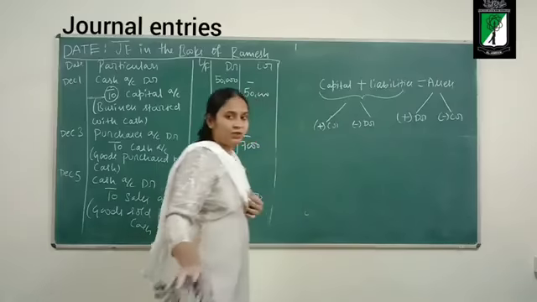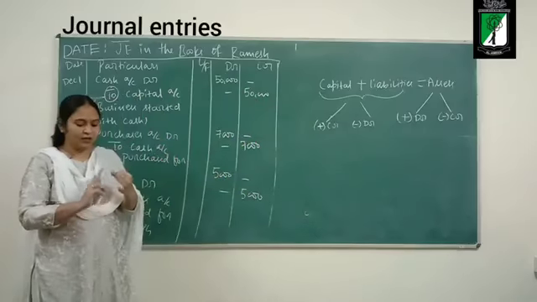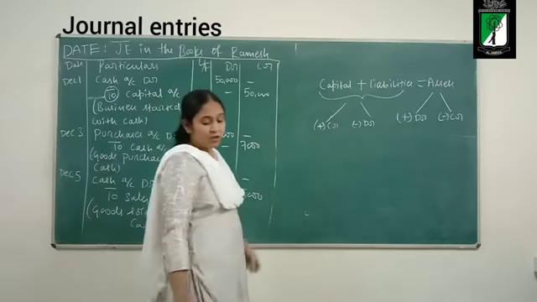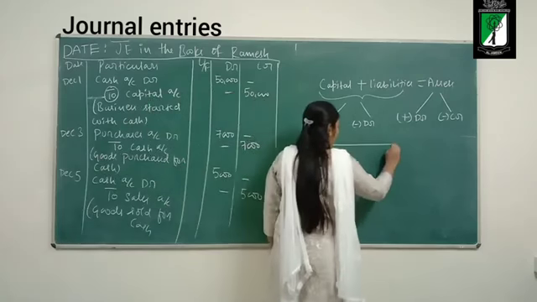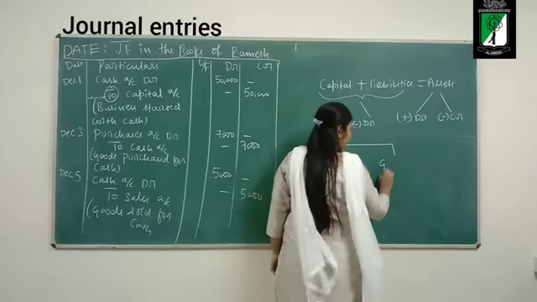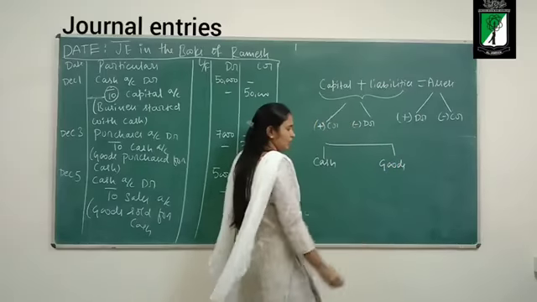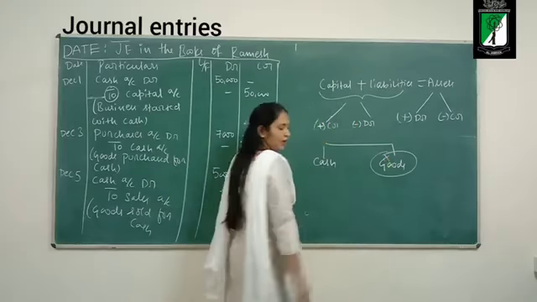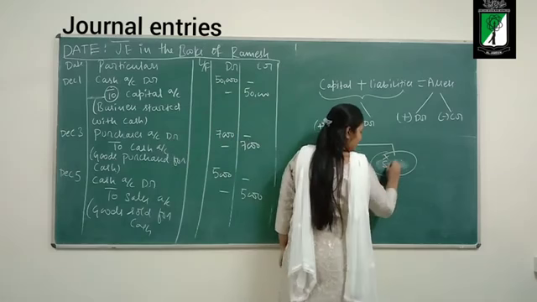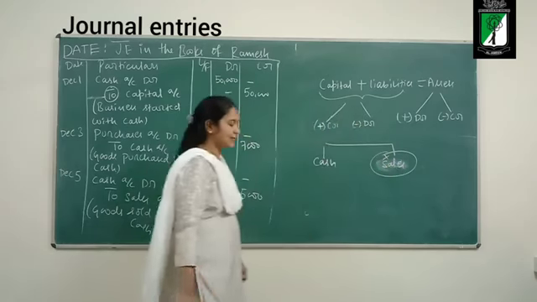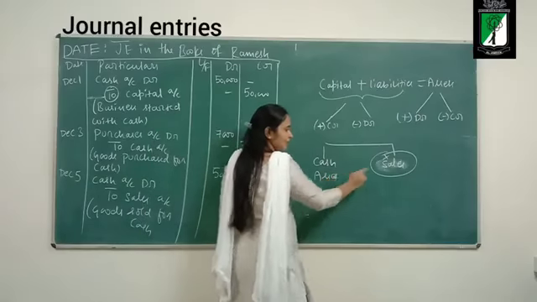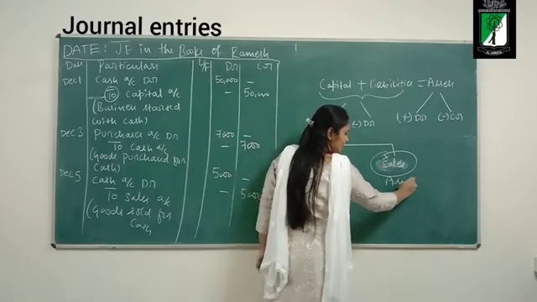Under the traditional approach, there are three golden rules: personal account, real account, and nominal account. Here the business is selling goods for cash. What is coming in? Cash. What is going out? Goods. So I cannot write goods here; I should write the name. What is the event name? Sales. Cash is an asset. Sale of goods is also an asset.